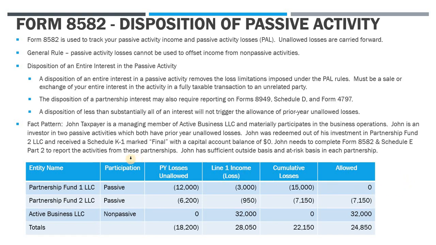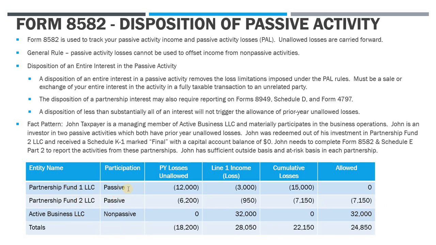So this is a summary of the activity that we see on the K-1. So we can see his Active Business LLC on the bottom there, non-passive. He had $32,000 of line 1 income, and then no prior year losses or cumulative losses, right? So $32,000 in income is going to get reported on his Schedule E.